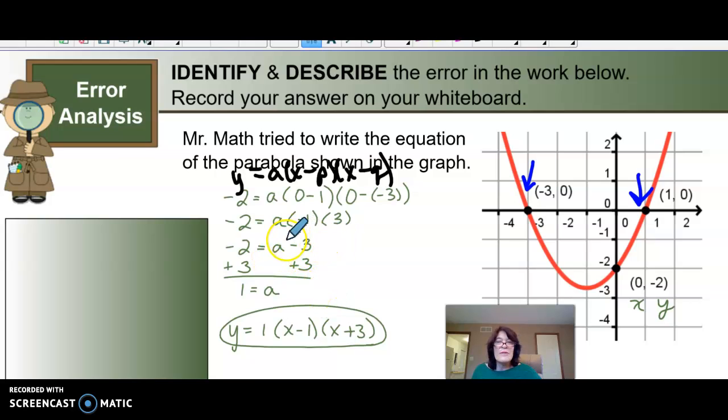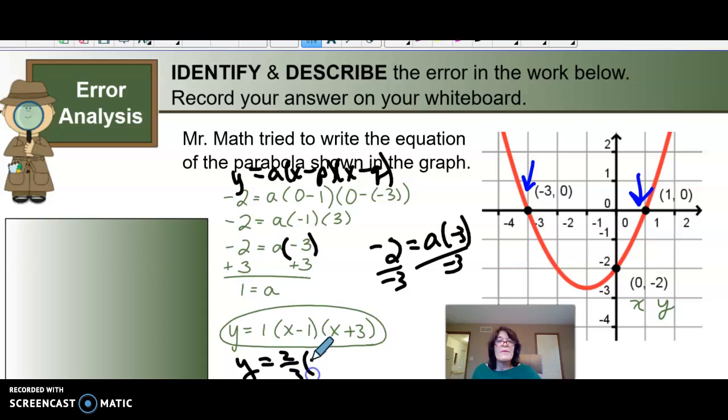Right, this isn't a minus 3. This is a times negative 3. I'm not going to add 3 to both sides. I have negative 2 equals a times negative 3. I divide both sides by negative 3 to get that a equals 2/3. Okay?